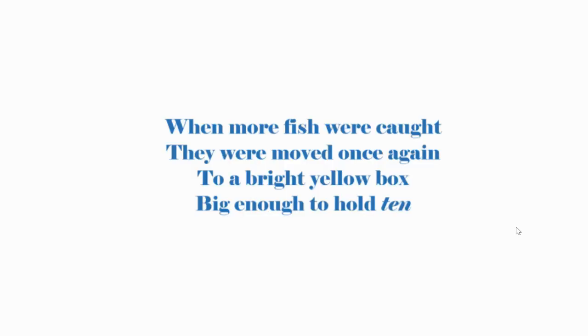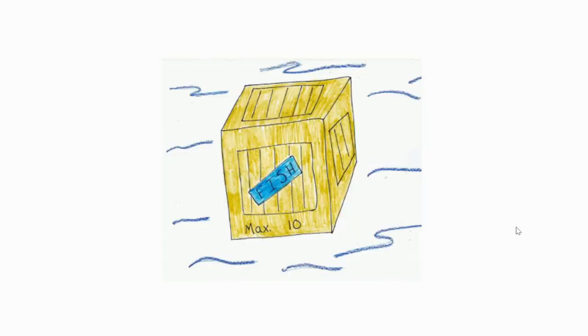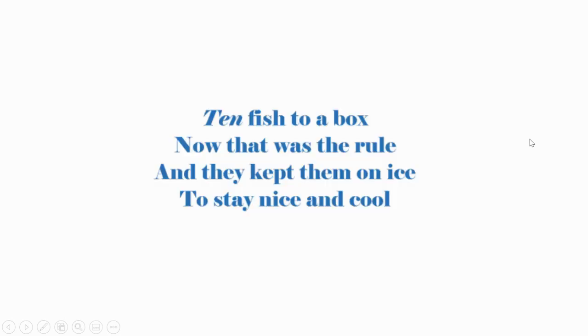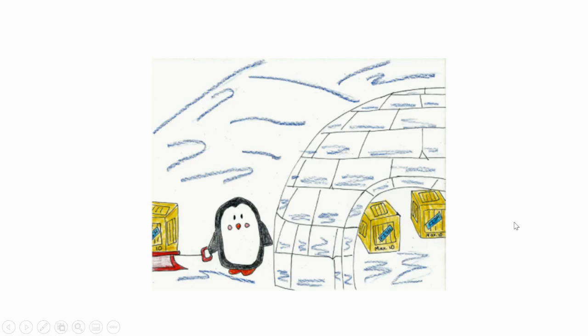When more fish were caught, they were moved once again to a bright yellow box, big enough to hold 10. So just like when we're counting on our fingers, when we got to 9, and then we put up another finger on our other hand, once they get to 10 fish, they have to move them from the tray into the box. 10 fish to a box. Now that was the rule. And they kept them on ice to stay nice and cool. So we can see the 10 fish in each box.